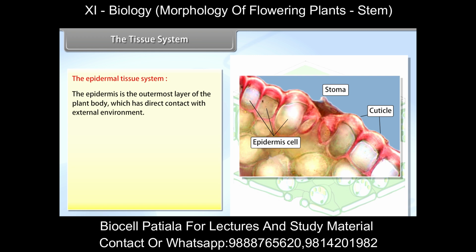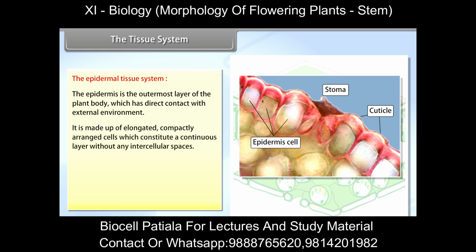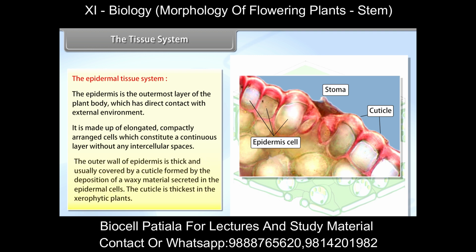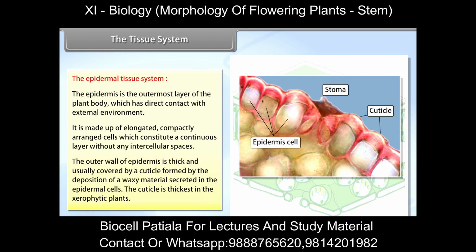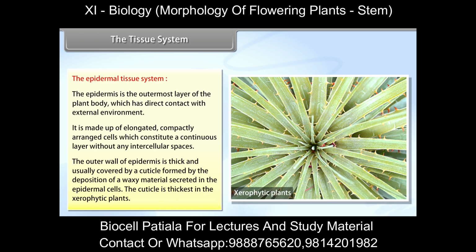environment. It is made up of elongated, compactly arranged cells which constitute a continuous layer without any intercellular spaces. The outer wall of epidermis is thick and usually covered by a cuticle formed by the deposition of a waxy material secreted by the epidermal cells. The cuticle is thickest in the xerophytic plants.